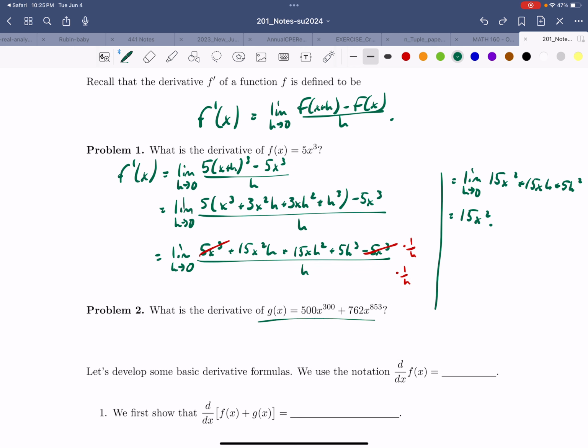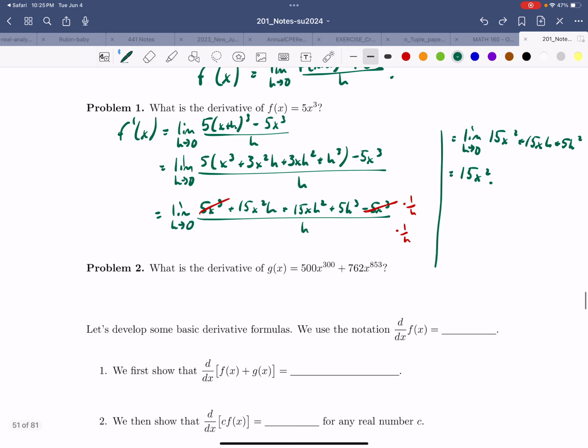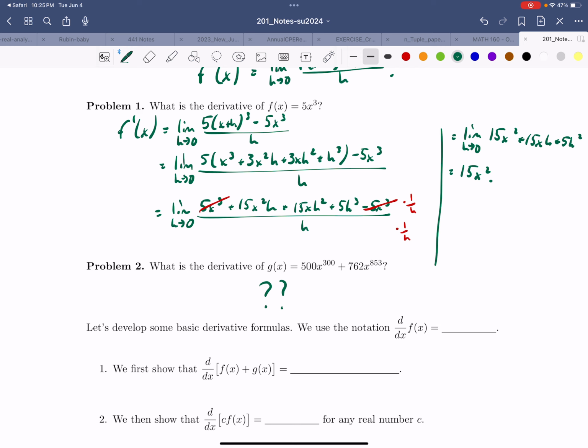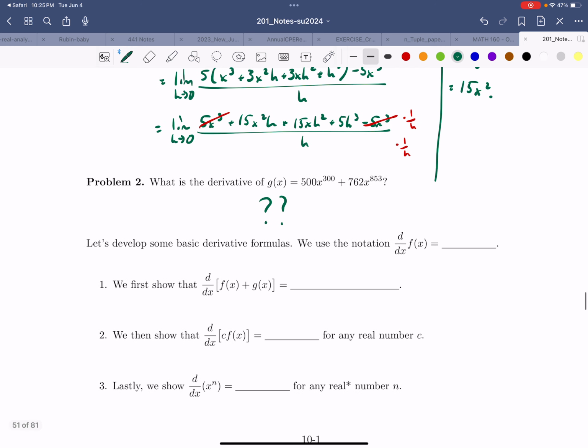What if I asked the derivative of this guy, right? That's a nightmare. I'm not expanding that. So clearly, there's a need for a shortcut. So first off, we're going to develop some observations, some facts that will help us. Then we're going to derive the derivative of a power in general, and then we can finally answer problem 2.